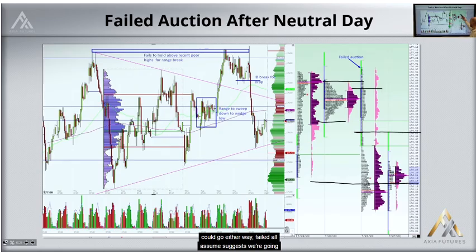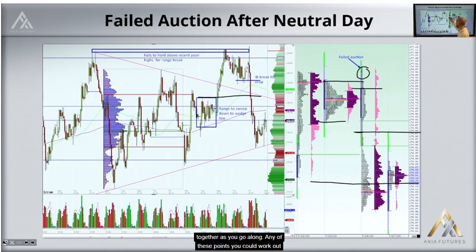Neutral day could go either way. Failed auction suggests we're going down. Once you get to the low, is it different to the failed auction? Yes. Acceleration down. The acceleration down gets you inside of this range. Once you're inside of this range, you can accelerate further and sweep down. So you piece the story together as you go along.